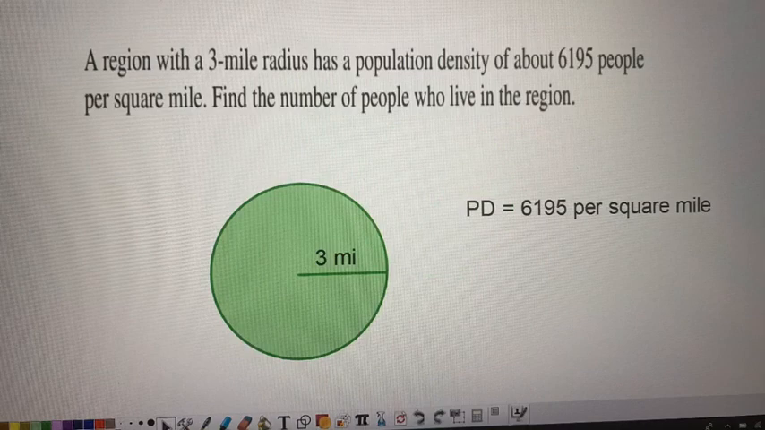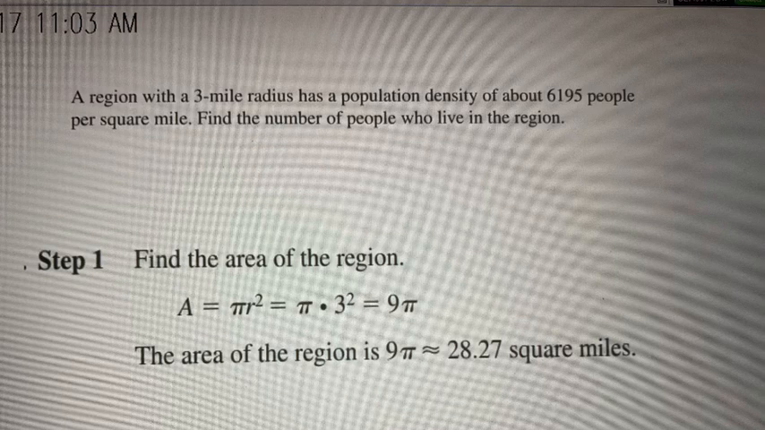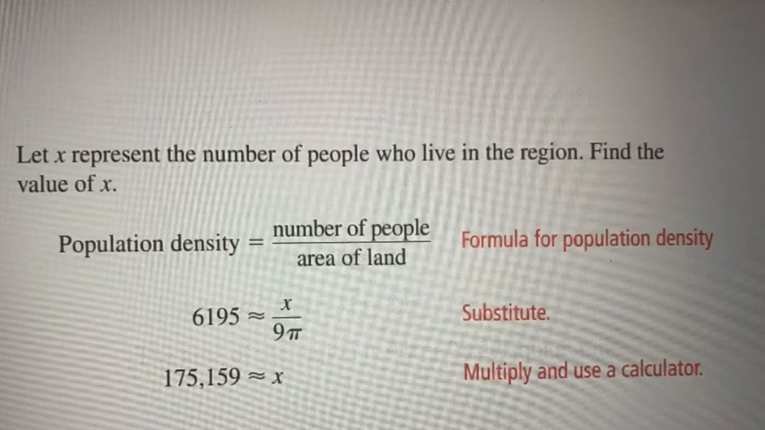A region with a 3-mile radius has a population density of about 6,195 people per square mile. Find the number of people who live in the region. Well, we know the population density is 6,195 people per square mile. The first thing I need to do is find the area of the region. And when I do that, I get 9 pi, which is about 28.27 square miles.